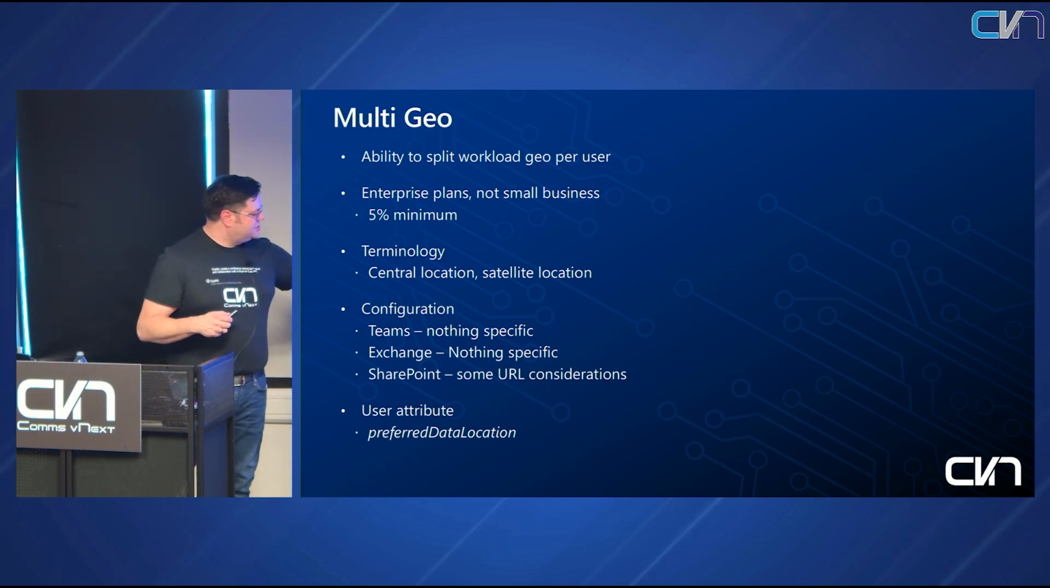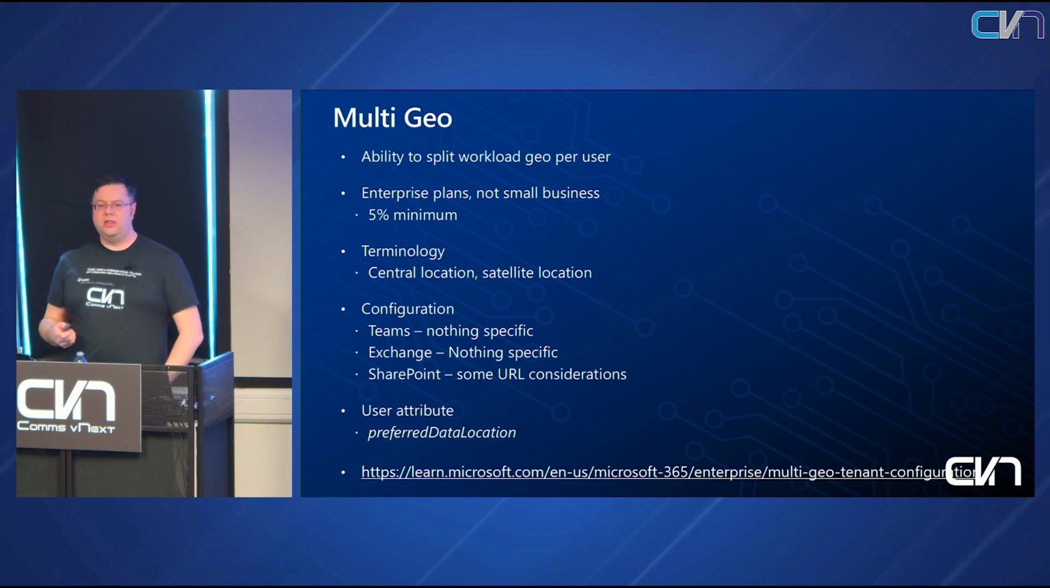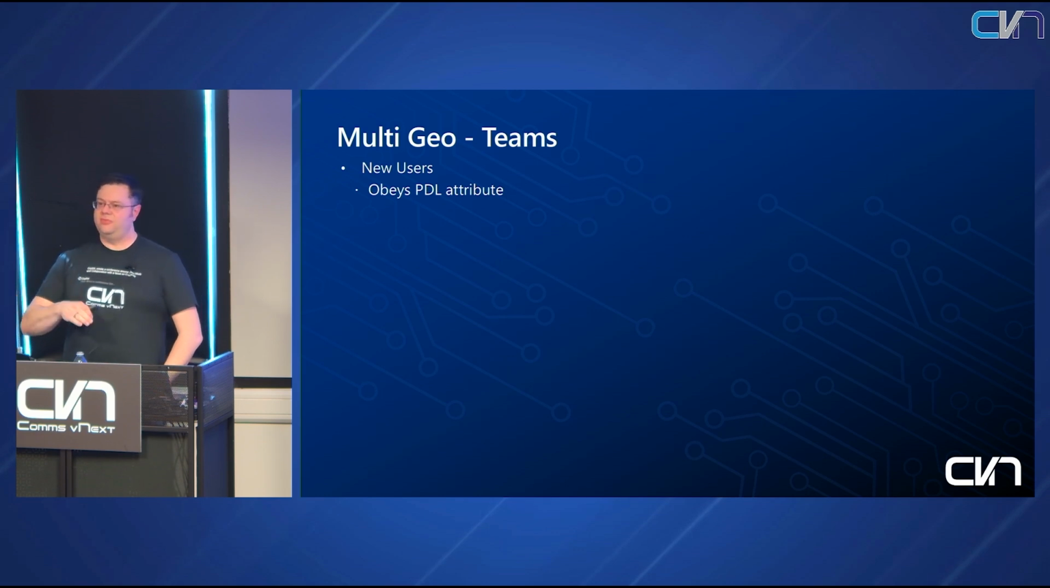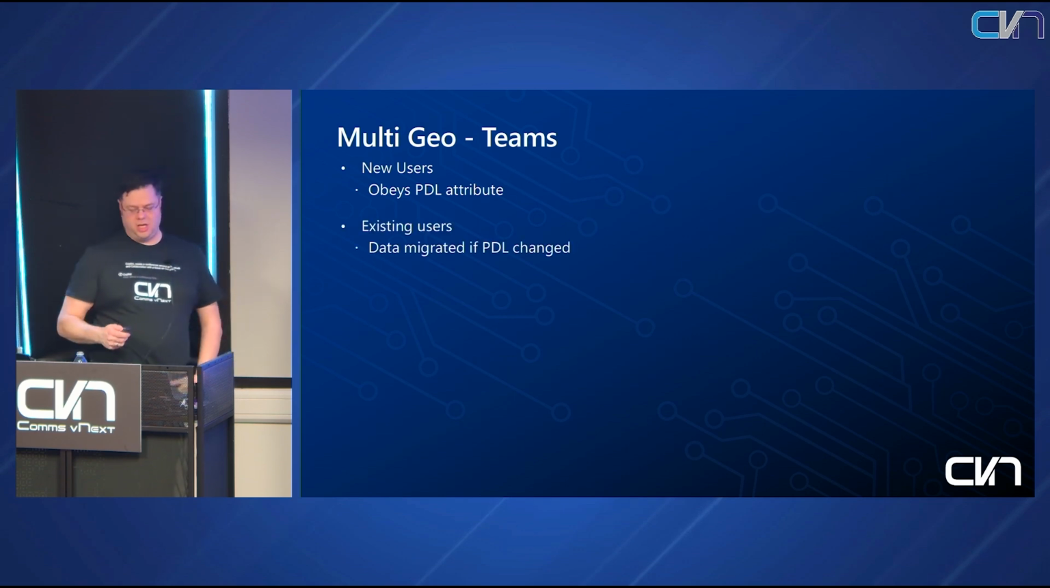How this works is against the user, you have this attribute called preferred data location, and you set the ISO country code as the preferred data location, and that will then mean that that user's data is migrated into that location. So the implication of this for Teams: new users that are created obey the PDL attribute. If a new user comes along, we have multi-geo. If the user has a PDL set different to the primary tenant location, the stuff to do with Teams is going to live in the new location.